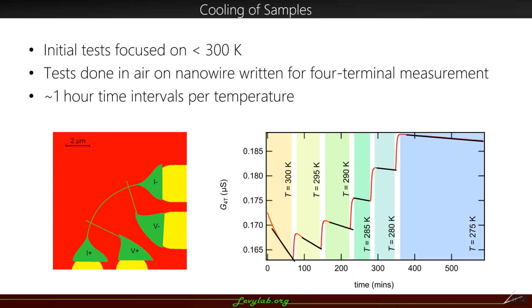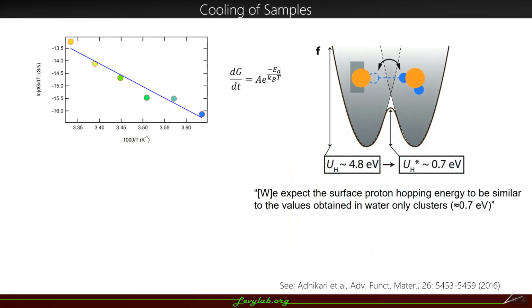To analyze this data, we first began by taking the natural log of this rate of change and plotting against the inverse of temperature. This obeys something known as the Arrhenius equation, given here by dG/dt, the rate of change of conductance, is equal to A, a rate constant, times e to the minus Ea, an activation energy, over kBT, where kB is Boltzmann's constant. Therefore, the slope of this line can be used to give us an activation energy for the decay function, and we find that to be approximately 0.77 eV.